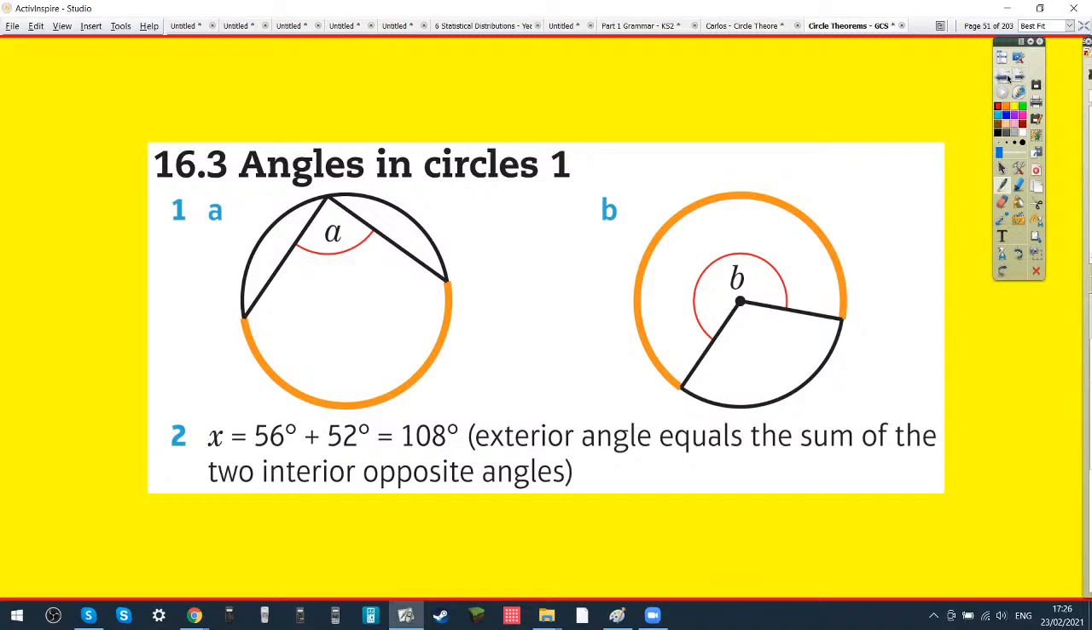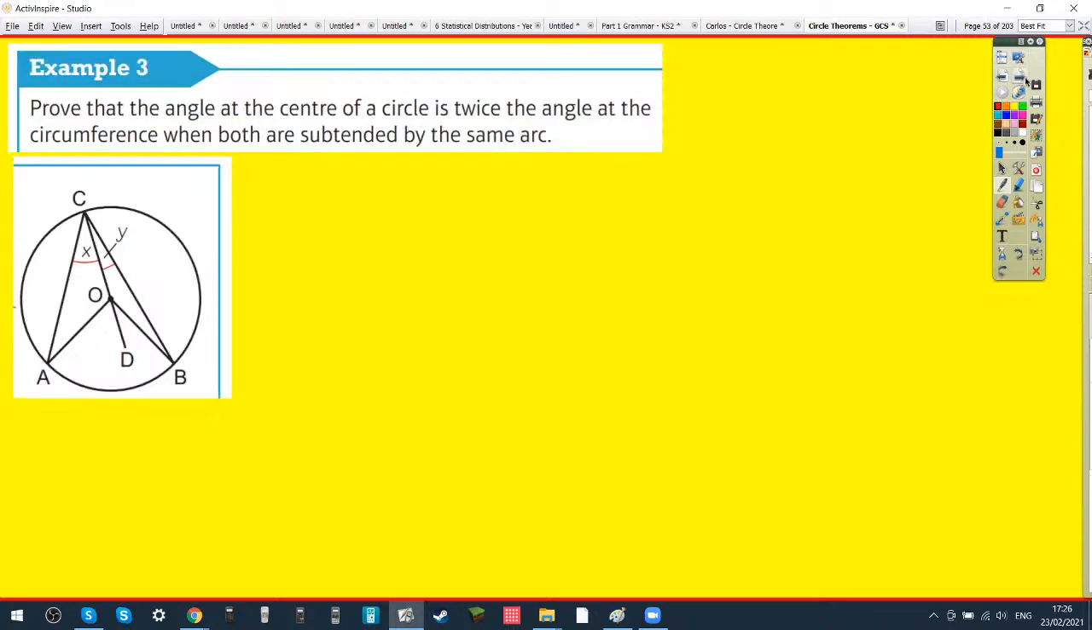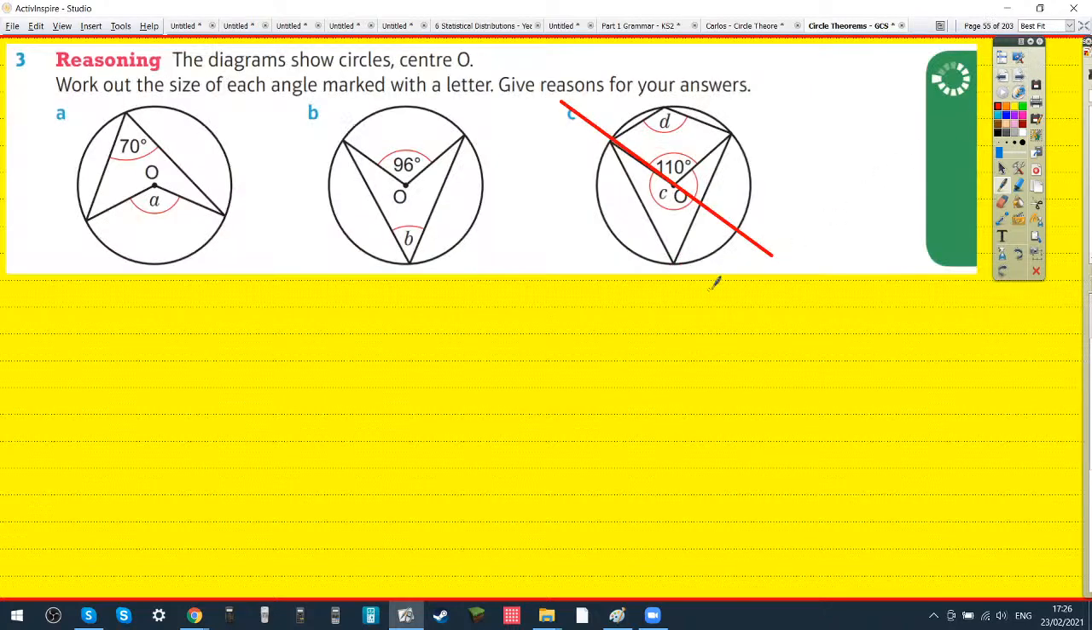I think we'll be alright. Yeah. Okay. It's a circle theorem. The angle at the center is twice the angle at the circumference when they're both standing on the same arc. So they're both standing on that same arc there. And so when that happens, the angle at the center is twice the angle at the circumference. Okay, so let's try these.